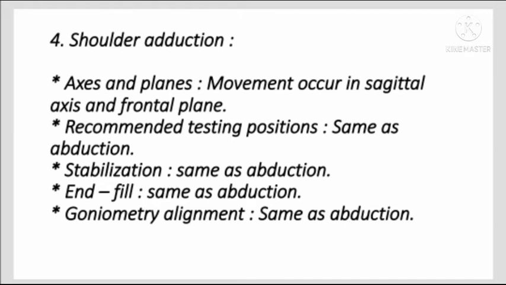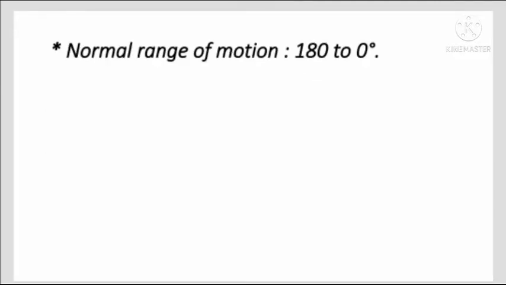Shoulder adduction: axis and planes, movement occurs in the sagittal axis and frontal plane. Recommended testing position, stabilization, end feel and goniometry alignment are the same as abduction. Normal range of motion is 180 to 0 degrees.